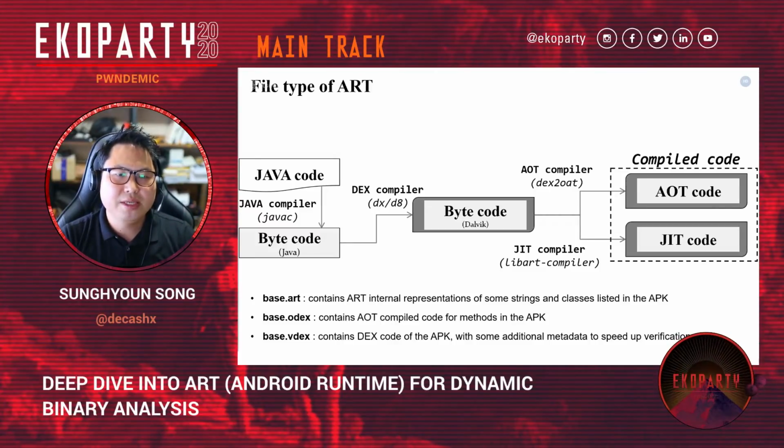The first one is base ART. The file contains ART internal representation of some strings and a class list in the APK, used to boost application startup. The second one is the base ODEX file. The file contains AOT compiled code for methods in the APK. The rest is the base VDEX file. This file contains the DEX code of the APK with some additional metadata to speed up verification.